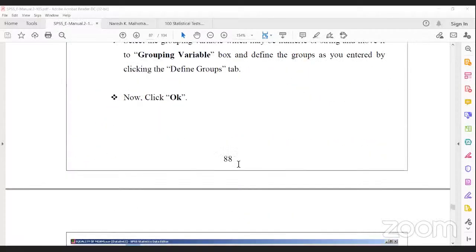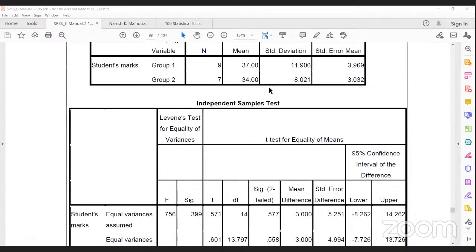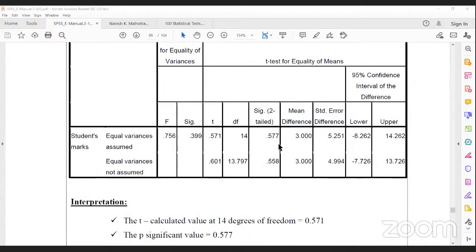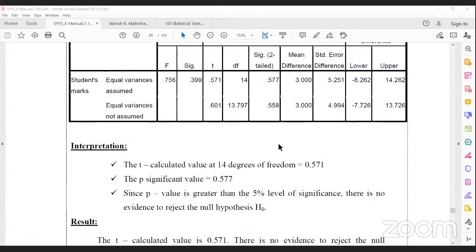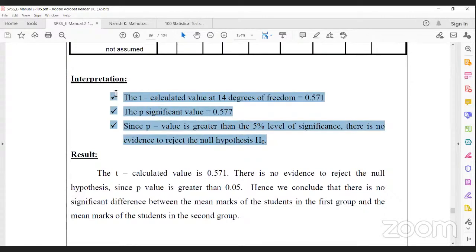I'll just go to this material and show you. See, these are the steps we have used there, and whatever we have done there came here. The t calculated value is 0.571, and the p significant value is 0.577. This is greater than 0.05, so there is no evidence to reject the null hypothesis.